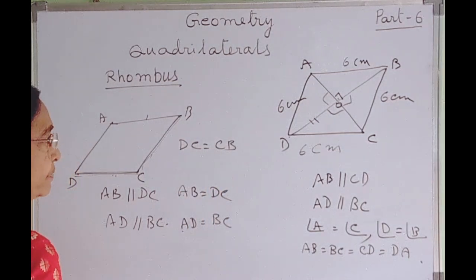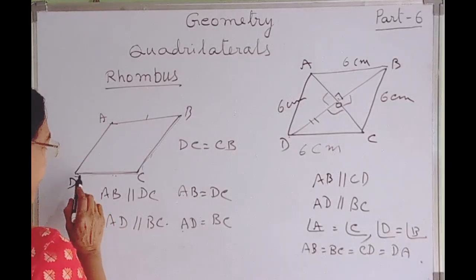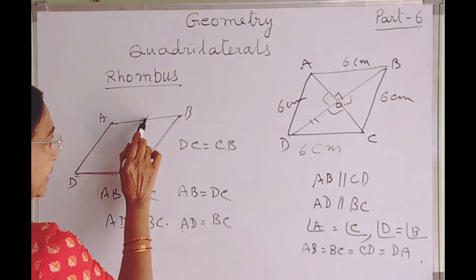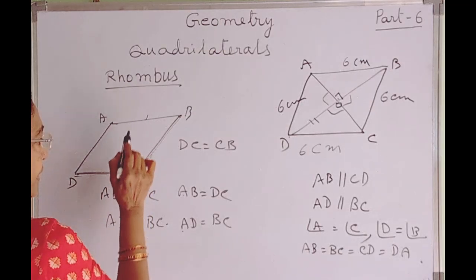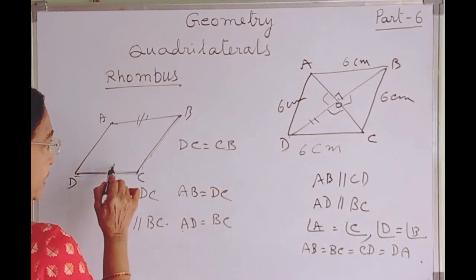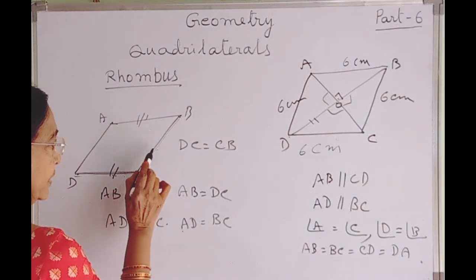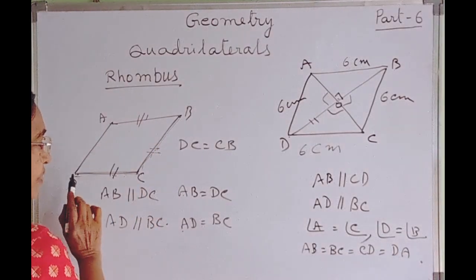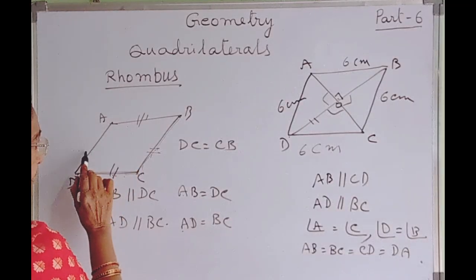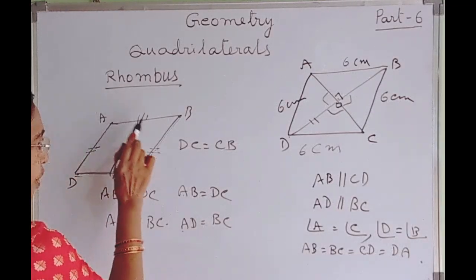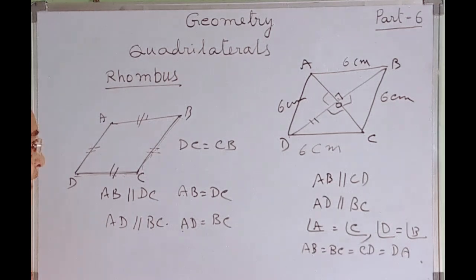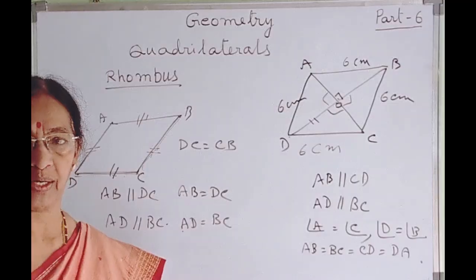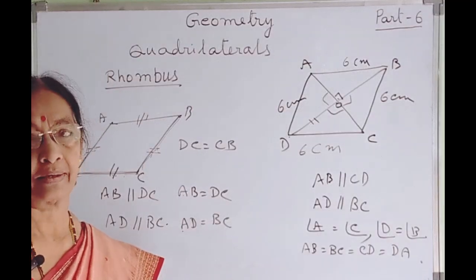Let us see how it becomes a rhombus. As DC is equal to CB, and DC is parallel and equal to AB, so DC is equal to AB. These two are equal, and as these two are equal, these three are equal. And as the opposite sides are equal and parallel, this is equal to this. So all the four sides are equal. Therefore, if one pair of adjacent sides are equal in a parallelogram, then it becomes a rhombus.